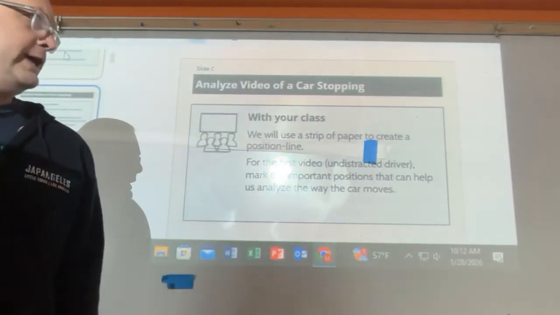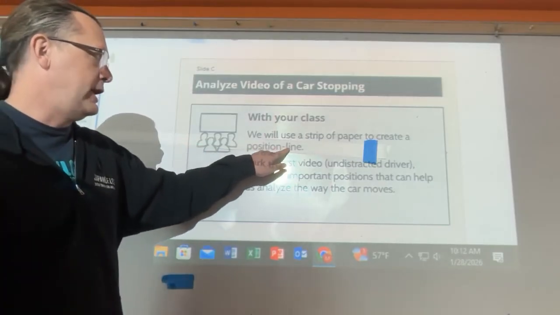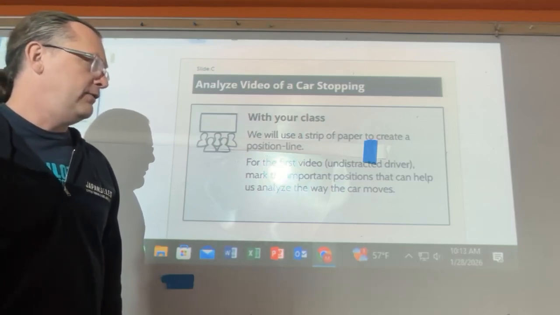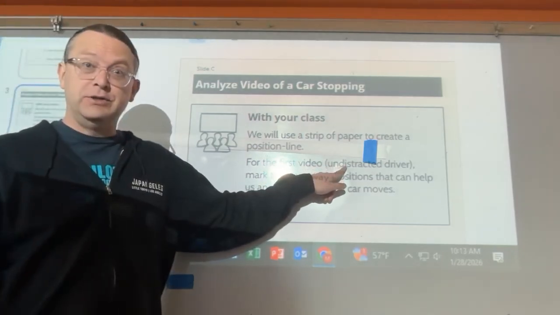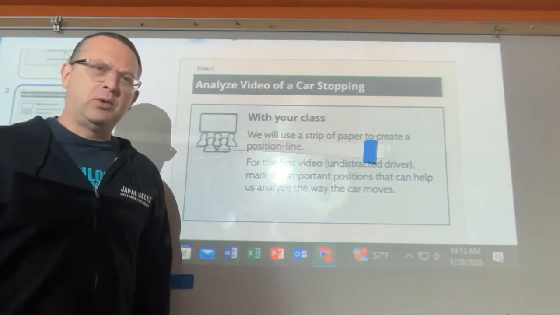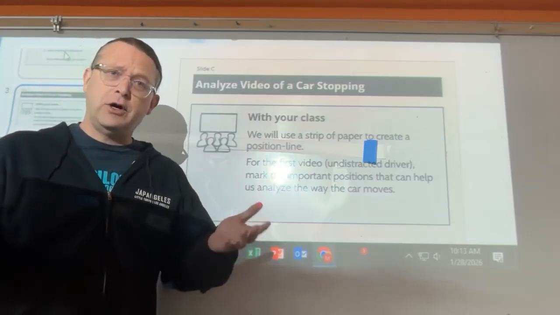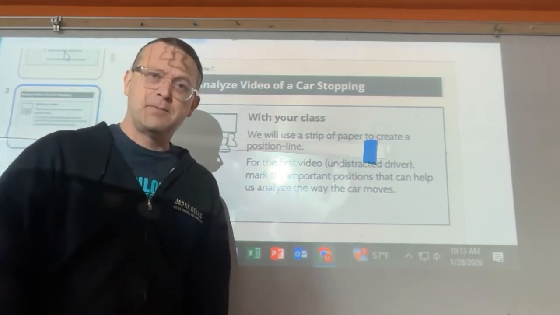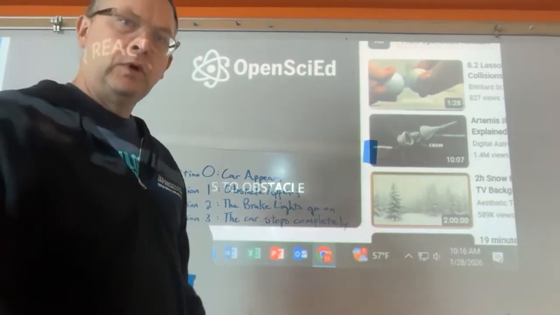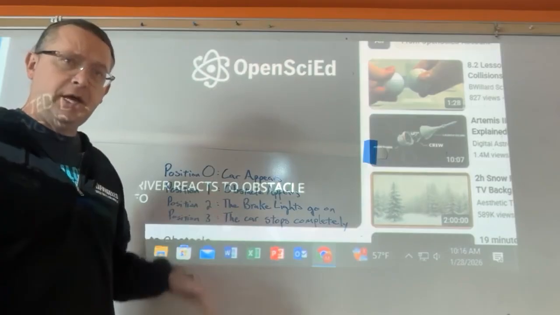We will use a strip of paper to create a position line. For the first video, let's identify which is the undistracted driver. Let's mark the important positions that can help us analyze the way the car moves. Let's consider these 4 positions.